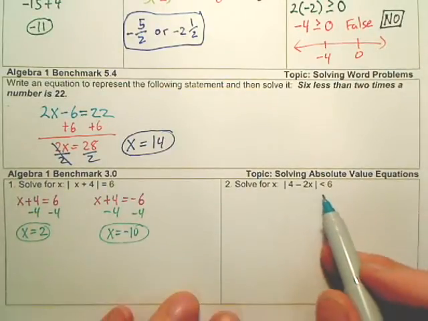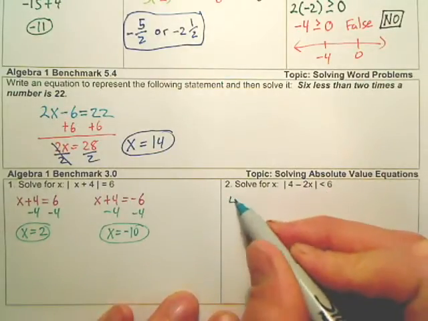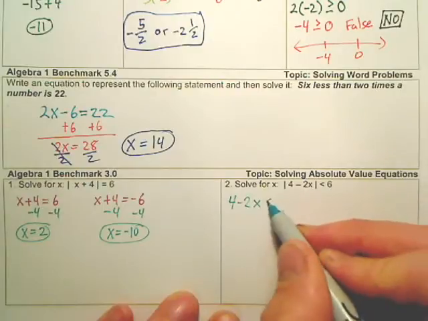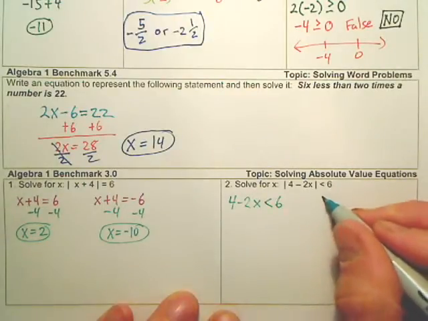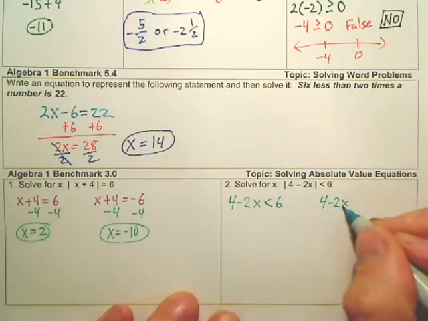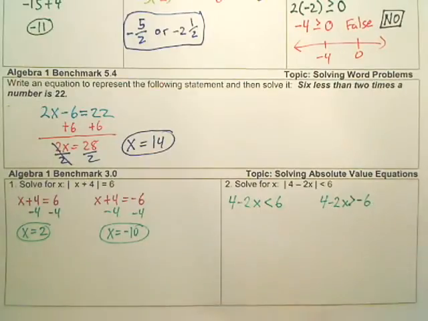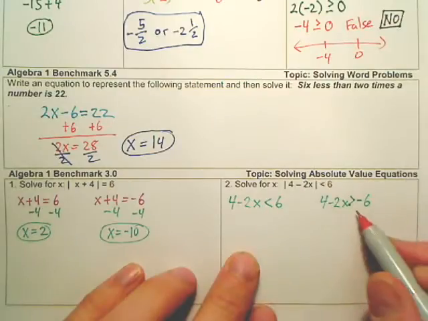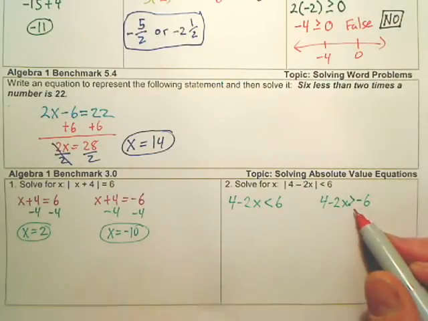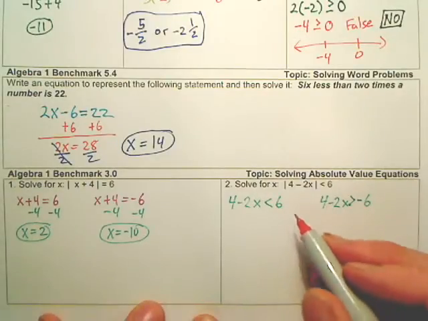Okay, same idea over here, except this is an inequality. So we go 4 minus 2x is less than 6, and the other one, though, is going to be 4 minus 2x. You flip the sign to a greater than, and you make that a negative 6. We are now going to solve both of them. You left the first one the same. The second one you flip, and you make it a negative.